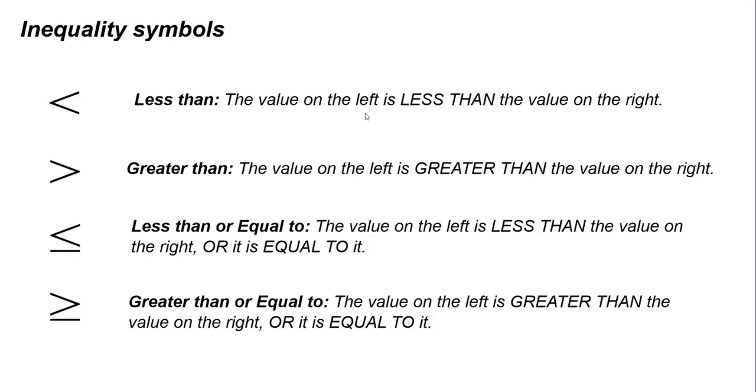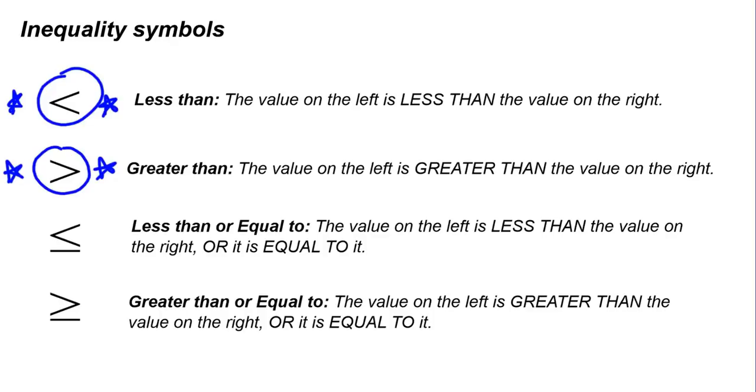So here are the inequality symbols. A lot of students will forget these or confuse these, so these would be a great thing to have written down and memorized. The first one here is the less than symbol. The less than symbol is an arrow pointing to the left, so you can think of left as less. Left is less. That means the value on the left is less than the value on the right. So that's how we would read that from left to right. The next symbol is the greater than symbol. That's an arrow pointing to the right. The value on the left is greater than the value on the right.